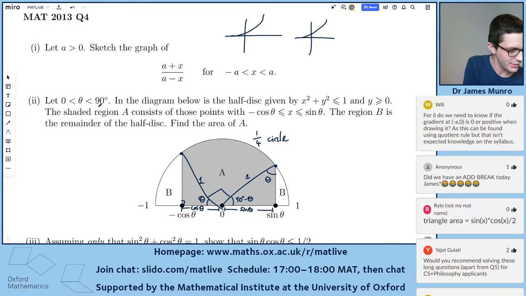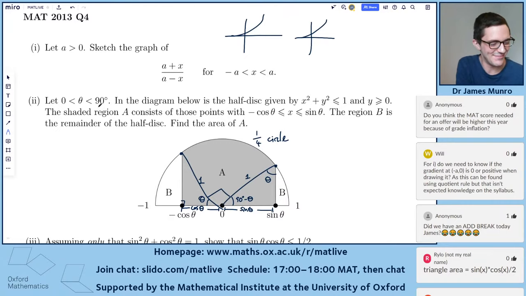Do I think the MAT scores are going to be higher this year because of grade inflation? So MAT doesn't have grade inflation in the same way as A-levels. The MAT scores have been staying around 50 on average for a while, so we don't need to do a different thing with our MAT scores. Grade inflation doesn't affect Oxford that much because all the people we make offers to get A star in maths anyway, if that makes sense. So everyone else getting A star as well, exaggeration, but if everyone gets A star, that kind of doesn't affect the Oxford applicants that much because they were going to get A star anyway.